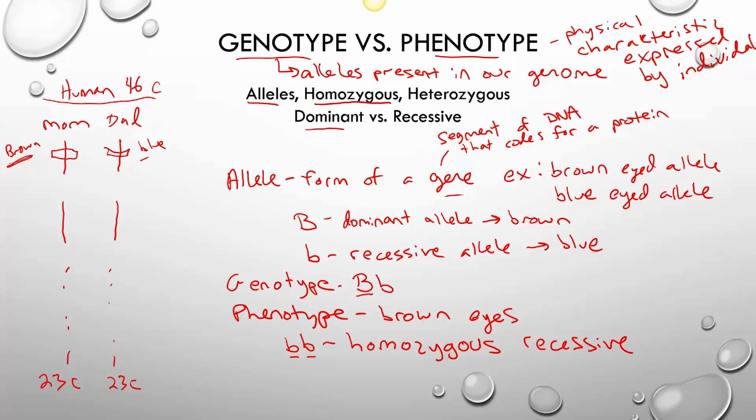We can also have homozygous dominant. If both mom and dad gave you the brown-eyed allele, then you would get one big B and another big B, and that would be considered homozygous dominant. So those are the possibilities, but the one that we came up with originally was this big B, little b. That is considered heterozygous.